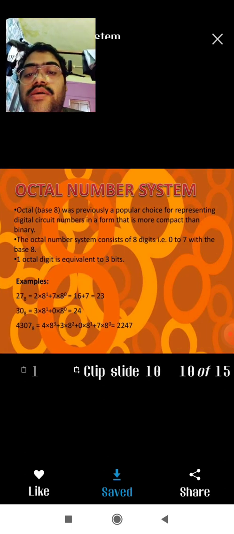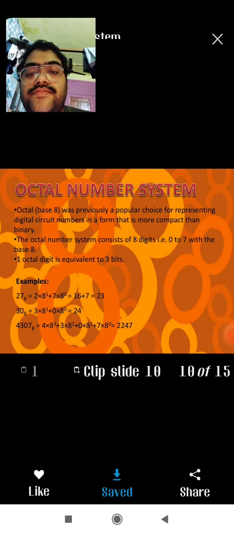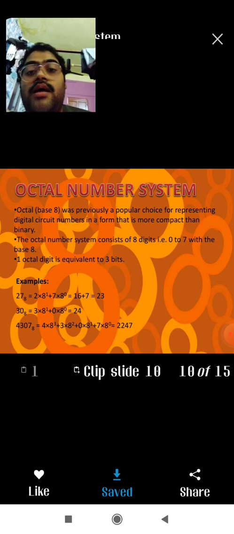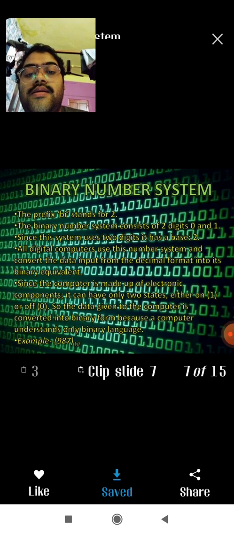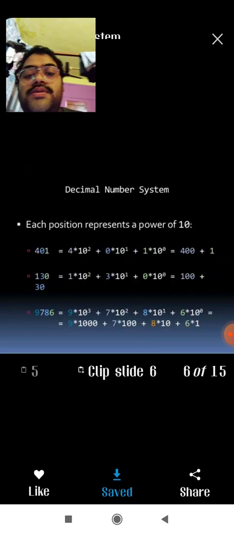Then comes the octal number system. It has base 8. The octal number system consists of 8 digits, 0 to 7. 27 base 8 equal to 2 into 8 to the power 1 plus 7 into 8 to the power 0 equal to 16 plus 7 is equal to 23. This is the same as these steps as we have seen in the decimal number system. Here it is 10, here we have to write in octal, it is 8.